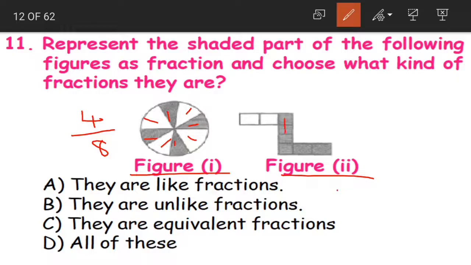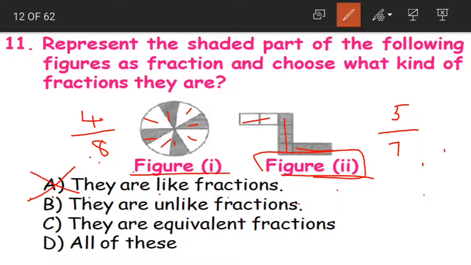Coming to figure 2, 1, 2, 3, 4, 5. 5 shaded parts divided by, in total, 7 parts. So 5 by 7 is the fraction that represents the shaded part of figure 2. Now let us look at the options. Option A, they are like fractions. What are like fractions, children? Like fractions have the same denominator. Now do these two fractions have the same denominators? No. So option A becomes wrong.